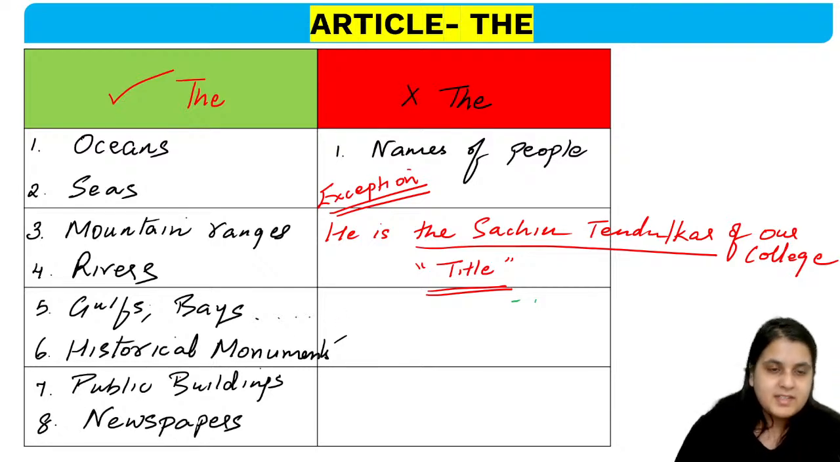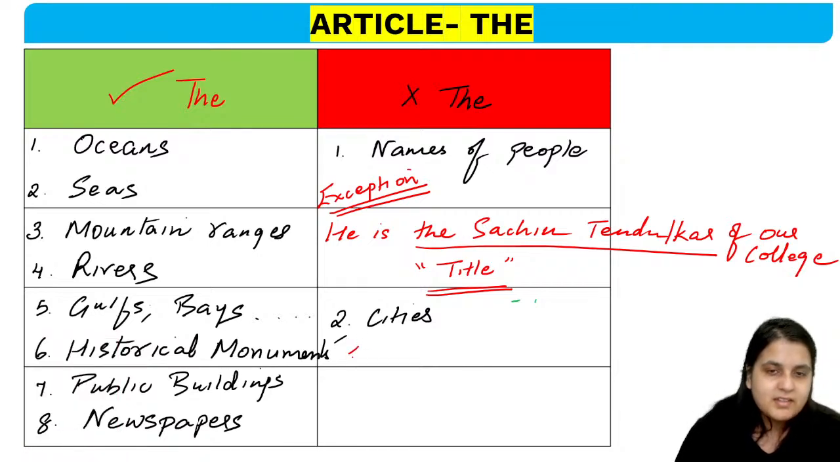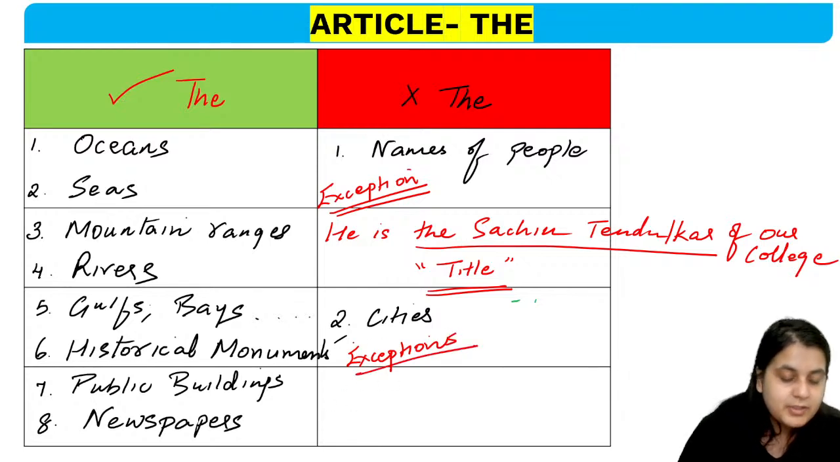Okay. Next point. Next point. We don't use the before names of cities. Okay, but again there are exceptions. There are exceptions to this. Okay, for example, can you tell me an example?